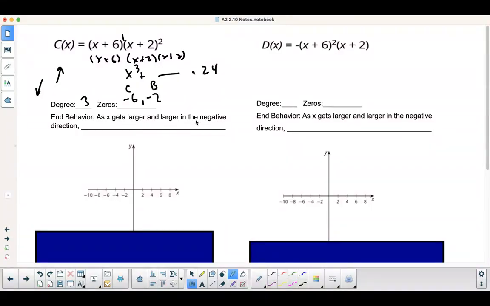So as x gets larger and larger in the negative direction, so that's as I go left, y gets larger in the negative. And then as x gets larger in the positive, my y goes up. So y gets larger in the positive as well.